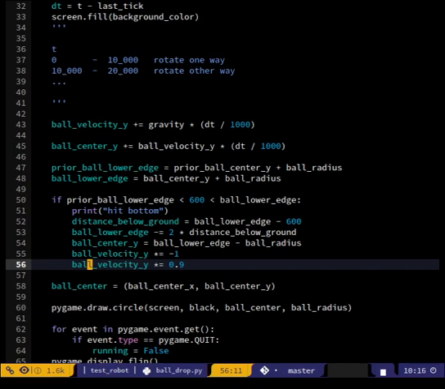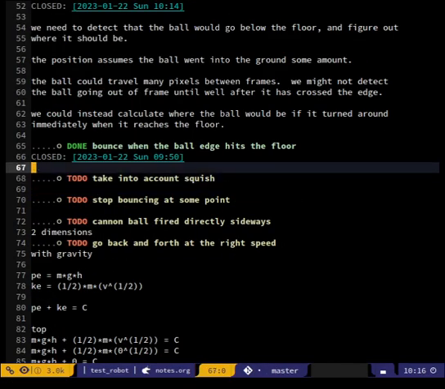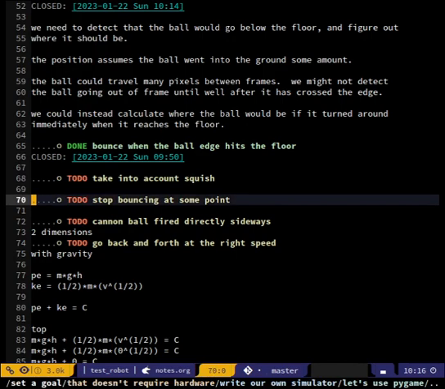Due to friction, and the squish, which heats up the ball, some energy is lost to that. So yeah, there's a lot of stuff we could do here. We could take into account squish, and stop bouncing at some point.